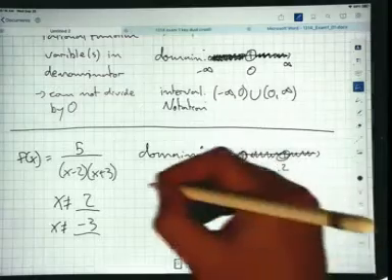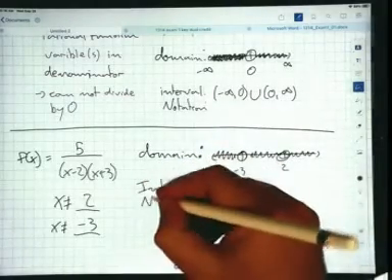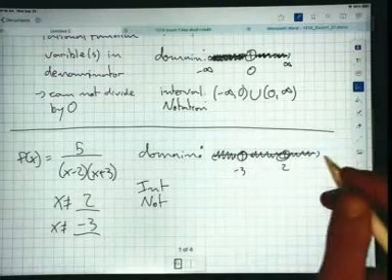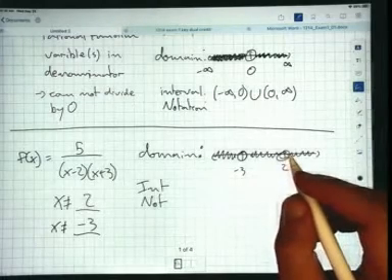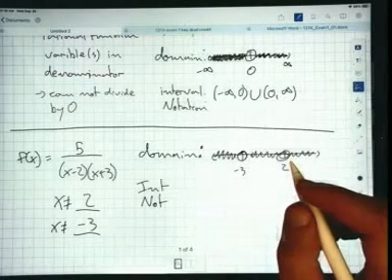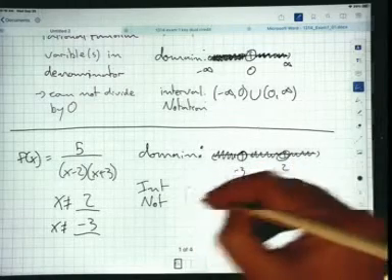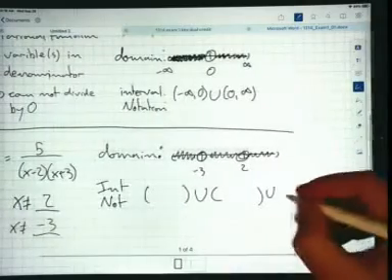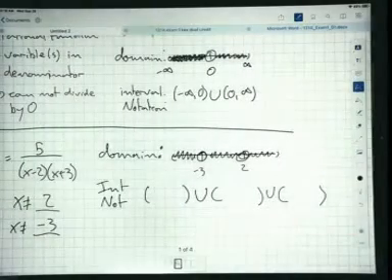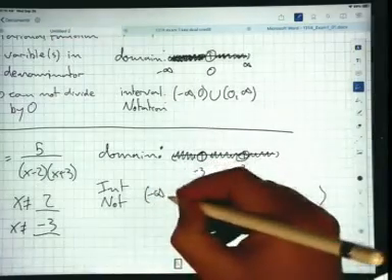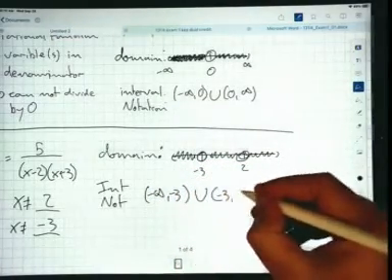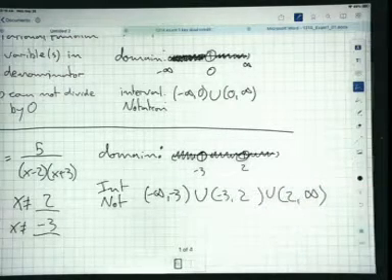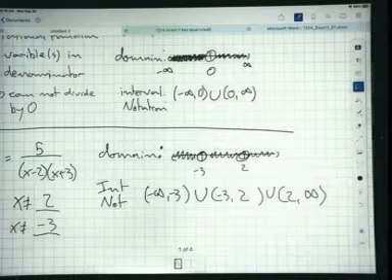So how would I express this again in interval notation? You tell me. Union symbol? How many union symbols am I going to use? 2. So that means I'm going to have 3 intervals. First interval from negative infinity to negative 3. Second interval from negative 3 to 2. Third interval from 2 to infinity. Does that make sense?